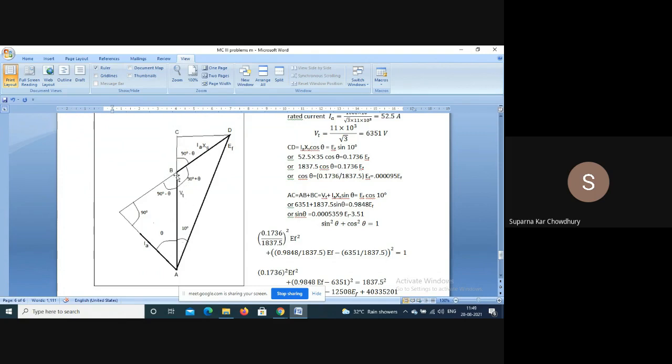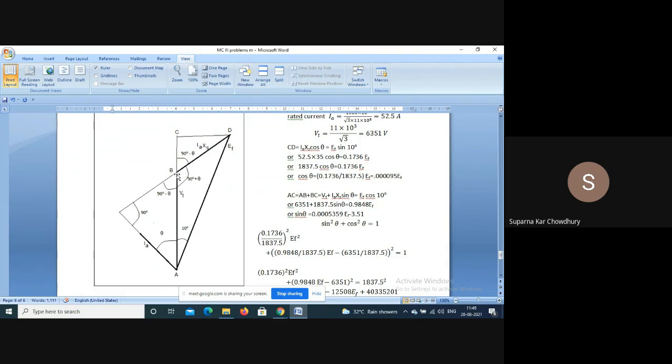This AB is the voltage, the terminal voltage. I have extended this line, and this is perpendicular to this, so this is a right-angled triangle. So from here, CD is EF sine of this angle. That is, EF sine delta is CD.